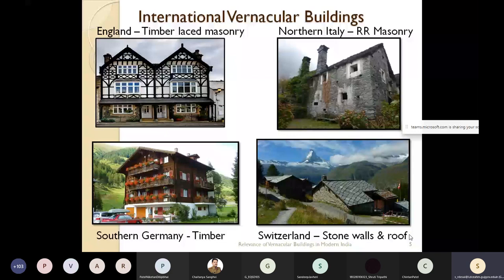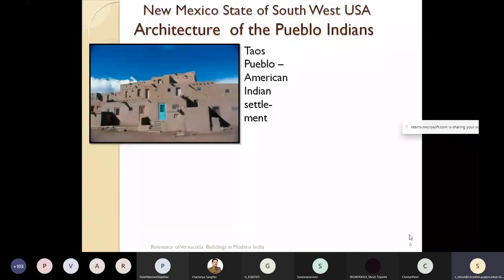And of course, we have another very interesting example of architecture from the state of New Mexico in the southwest United States. There's the architecture of the Pueblo Indians, the natives of America in that region. And what you see here is the traditional American Indian settlement. It's multi-story. You can see three levels, all of mud and timber.